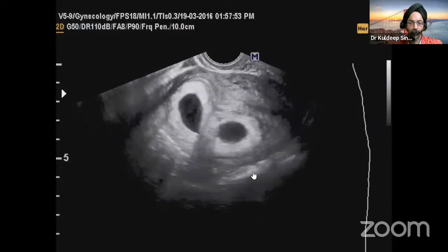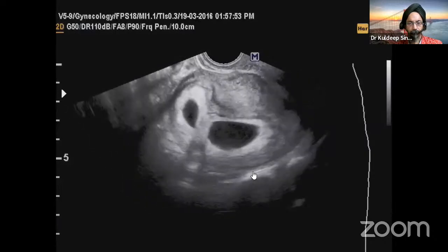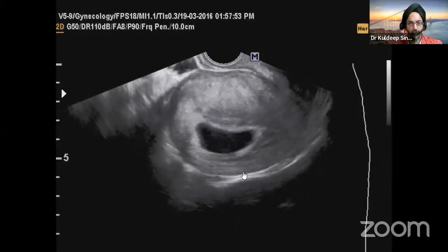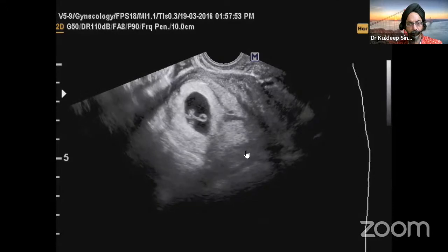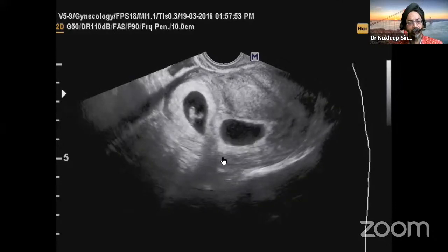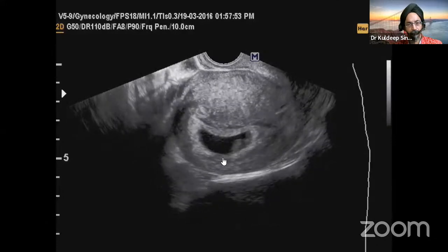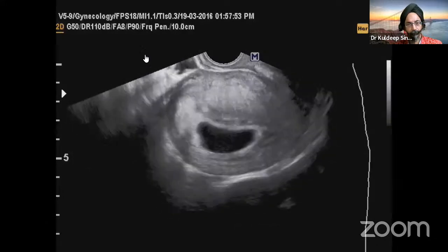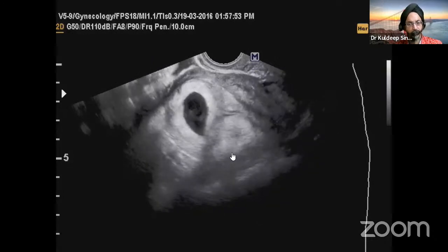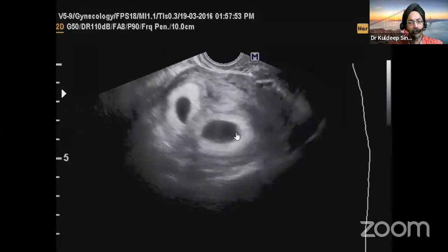Now, question for you all. How many gestational sacs are we looking at over here? We're looking at 2 gestational sacs. In each gestational sac, again I repeat, in each gestational sac, how many yolk sacs? In each gestational sac, we're looking at 1. We're looking at 2 yolk sacs and we're looking at 2 embryos.